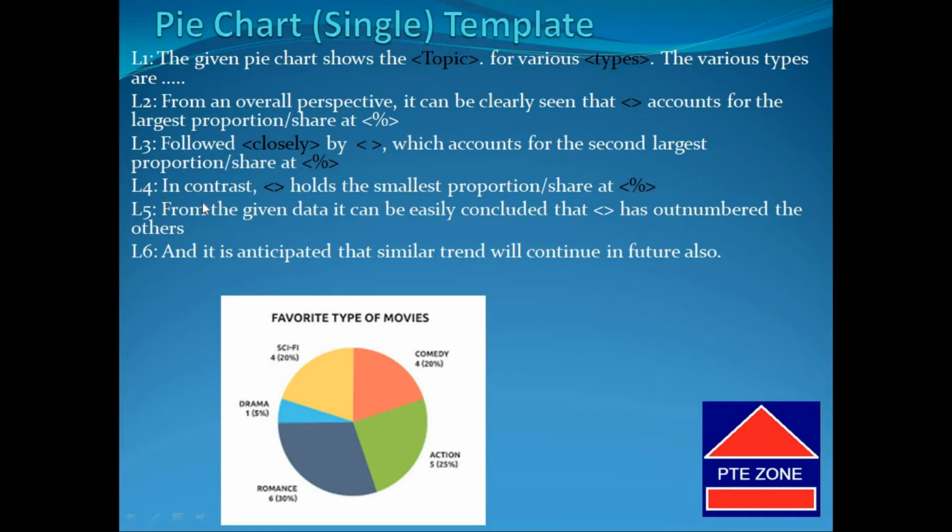The next point I would say is in contrast, whatever is the minimum. So drama is the minimum. Drama holds the smallest proportion at 5%.